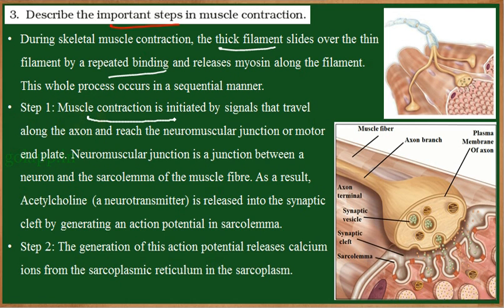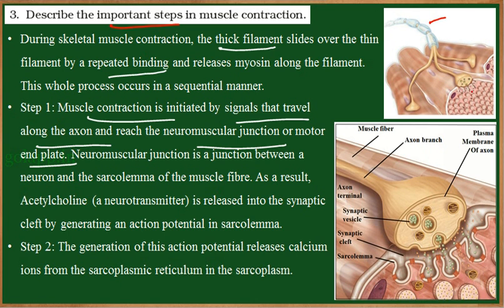So the muscle contraction is initiated by the signal that travels along the axon and reaches a neuromuscular junction or motor end plate. So there are motor neurons which carry the information from the brain to a muscle or a gland for the contraction to take place. So when an axon of a motor neuron brings the information to a muscle cell, the muscle cell will initiate contraction.